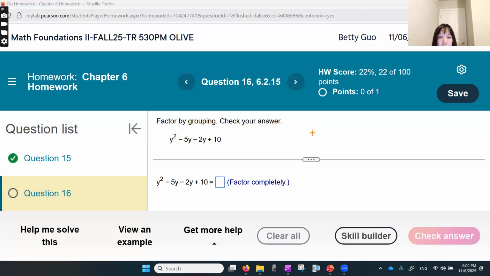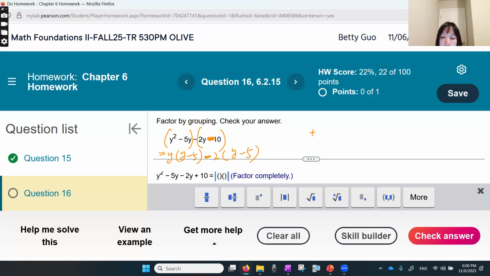Factor by grouping. That one is easy. First 2 and the last 2, but this one is going to be negative, so you factor -1 out. So y squared minus 5y, factor y out, you have y minus 5 inside the parentheses. And then 2y minus 10, factor 2 out, you have a negative sign in front of the group, so -2 times y minus 5. Y minus 5 is a common binomial factor.